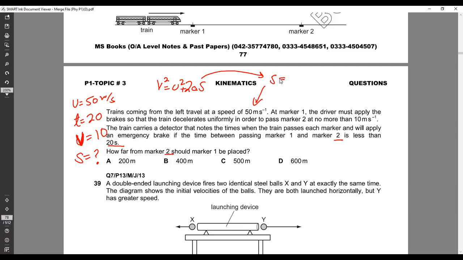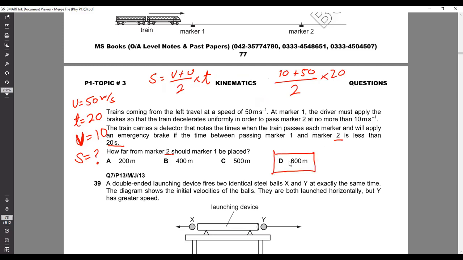When you rearrange it for s, it is v squared minus u squared over... oh, what am I doing? It has a in it. The one which does not have a is s is equal to (v plus u) over 2 times t. So just put the values: 10 plus 50 over 2 times 20. So what do you get? 600. Is that right?